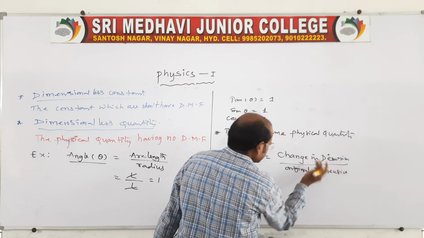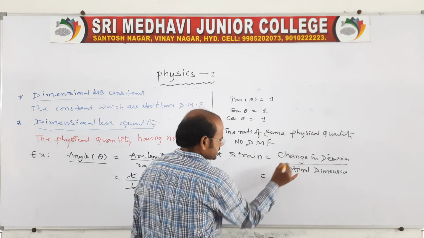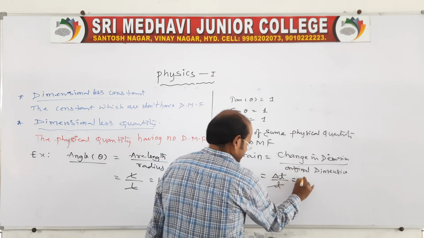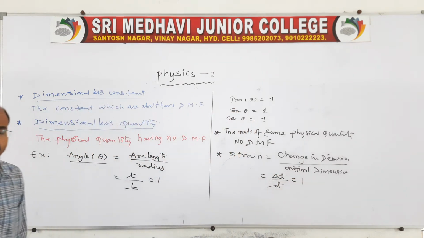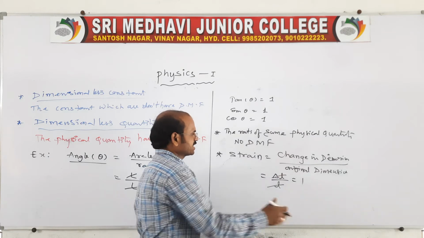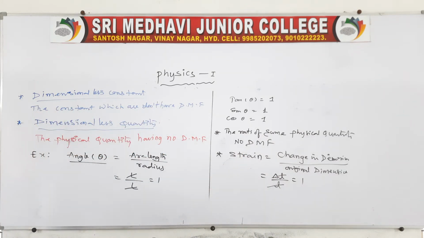So change in dimension by original dimension is represented as the same. We can say change in dimension is nothing but delta L by L, so the L's cancel and we get one. If the ratio is of the same quantity, then we can say that it also has no dimension. This is the next example: if the ratio of the same physical quantity is taken, it also has no dimensional formula.